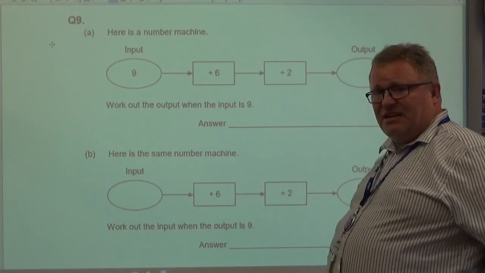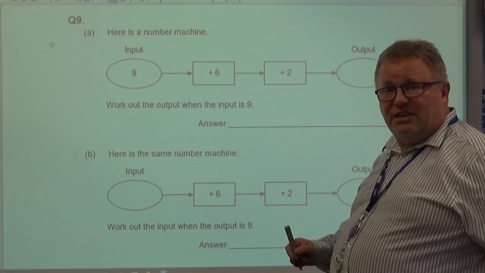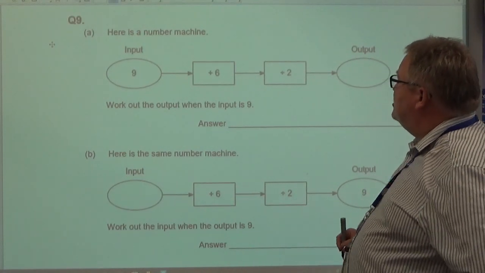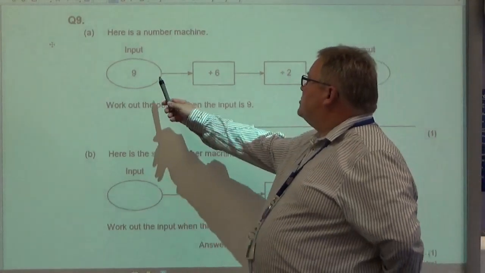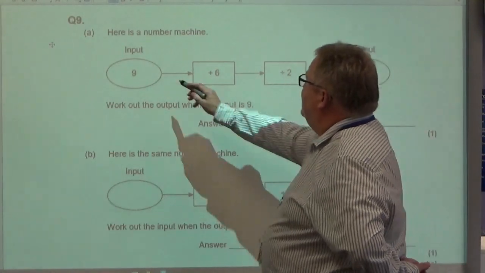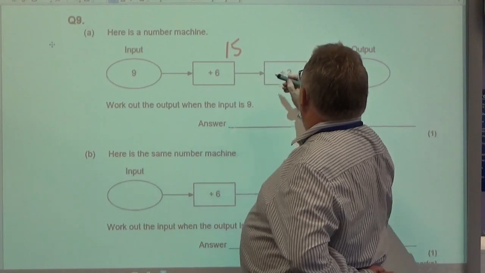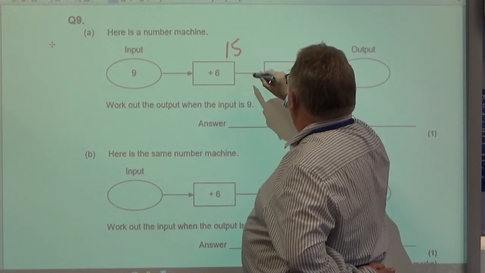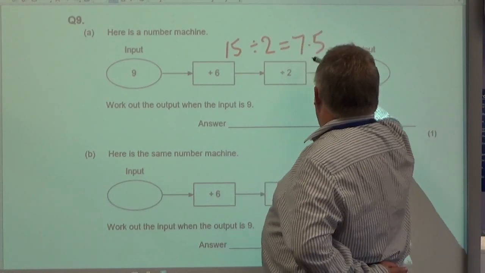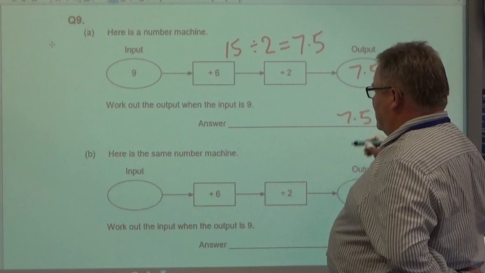Function machines, a little bit of algebra here really, but function machines tend to turn up in most of the AQA GCSE exams. They haven't turned up yet, so I'm hopeful they're going to turn up on Tuesday. We've got a number machine, work out the output when the input is 9. So 9 plus 6 gives us 15, and then we divide that by 2, which gives us 7.5. So the output is 7.5, so put the answer there.